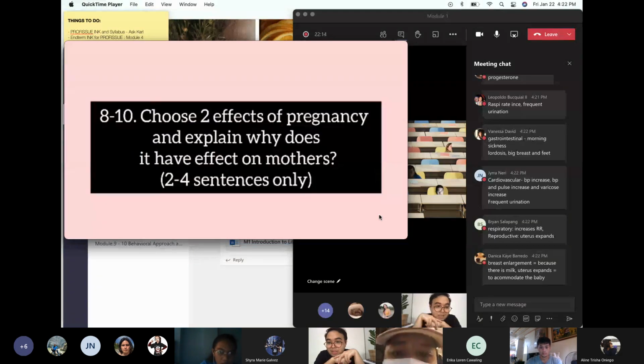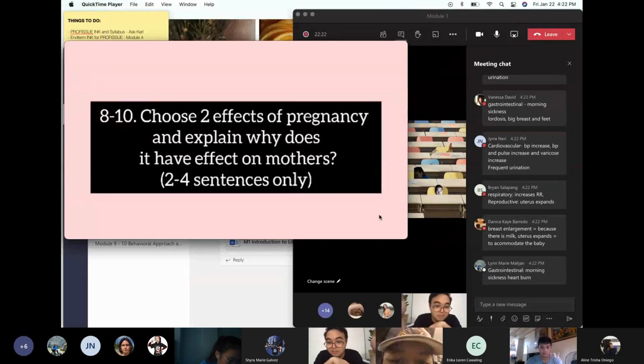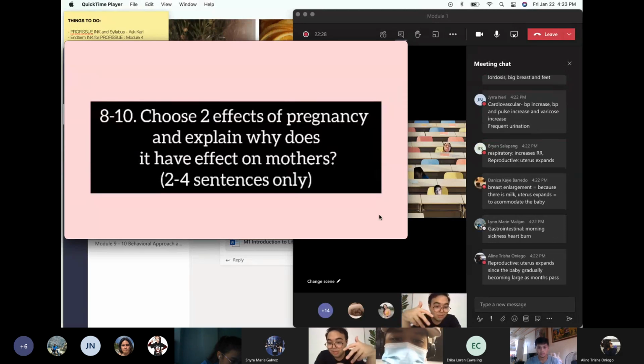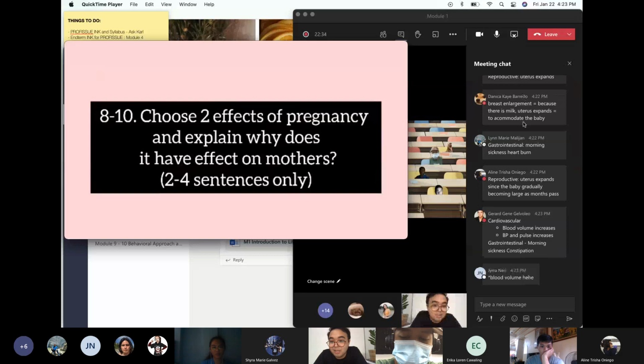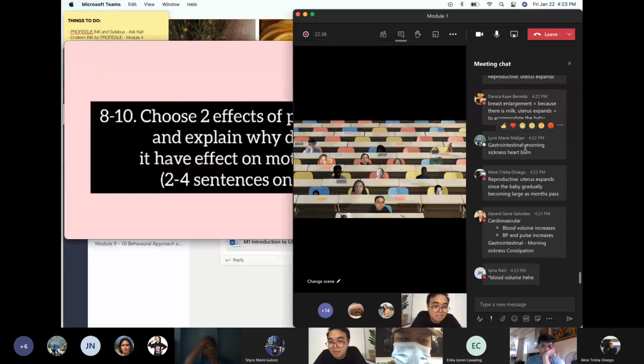Next, Miss David, the GI, morning sickness, yes. Lordosis, yes, because if you have a big tummy, our center of gravity is displaced, right? So when our center of gravity is displaced, our whole body accommodates to this displacement of the gravity, which thus causes a bigger lordosis in the mummy's back.